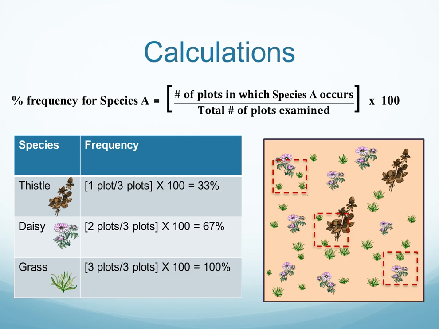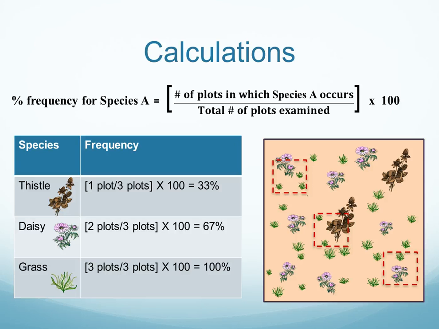To calculate the frequency of thistle, we see first that the thistle occurs only once out of three quadrats, and so that's 33% frequency. The daisy is found in two of the three quadrats, so 67% frequency. And we find grass in each one of the quadrats, so that equates to 100% frequency, because 3 plots divided by 3 plots equals 100%.